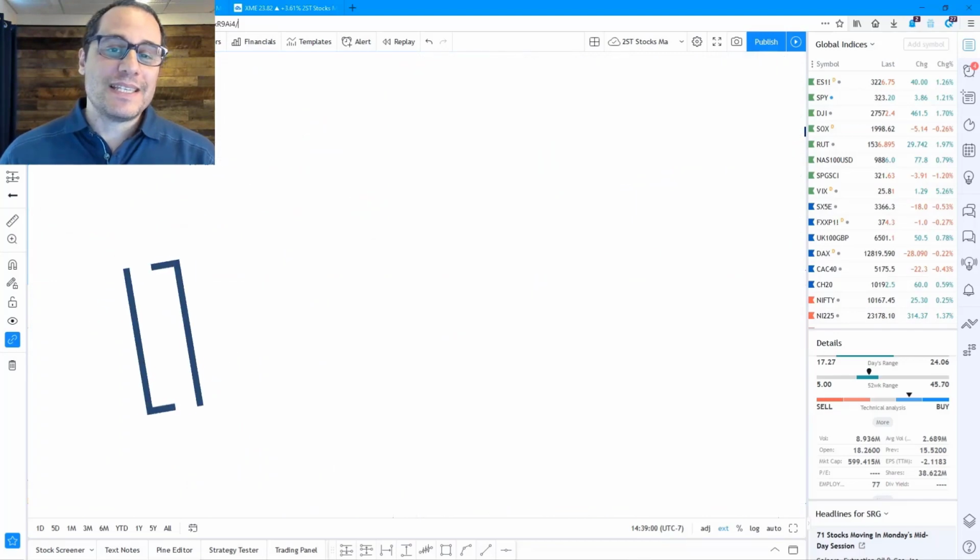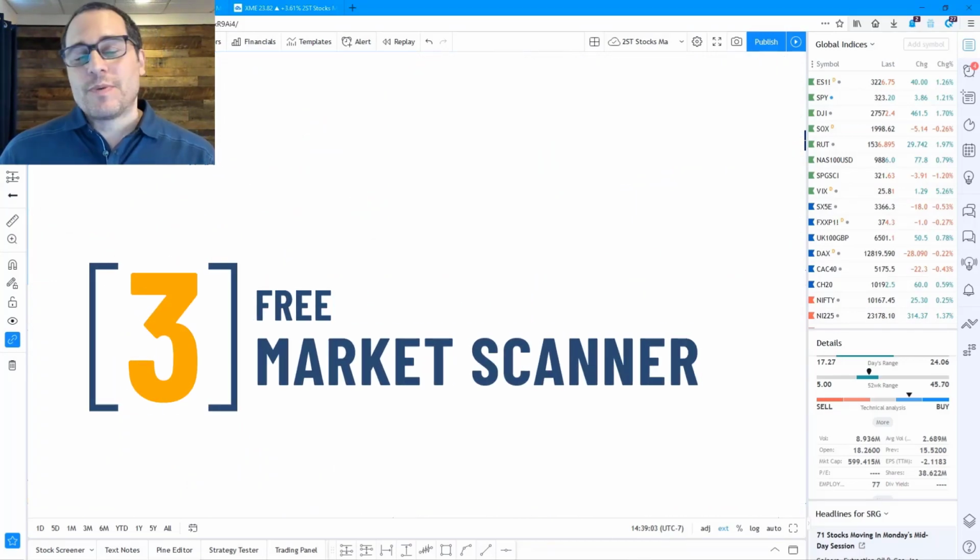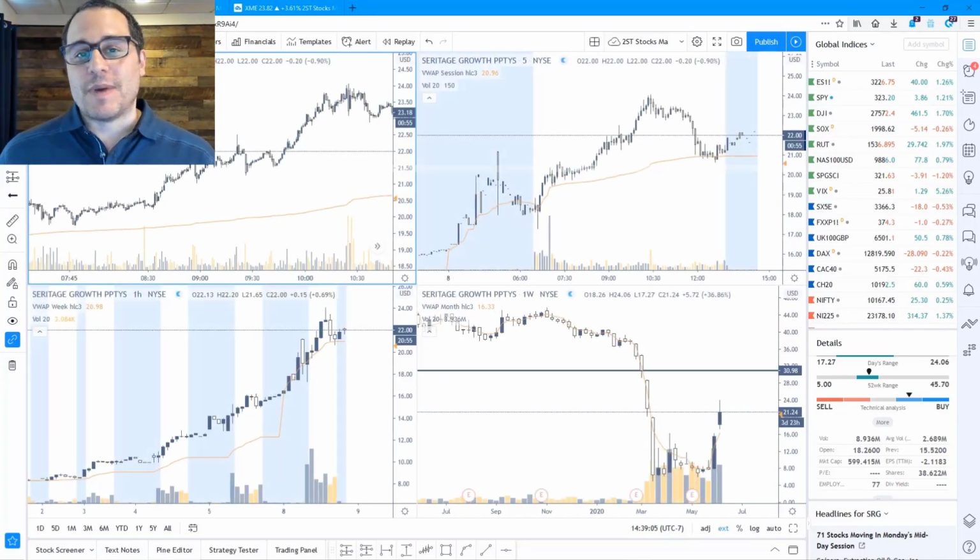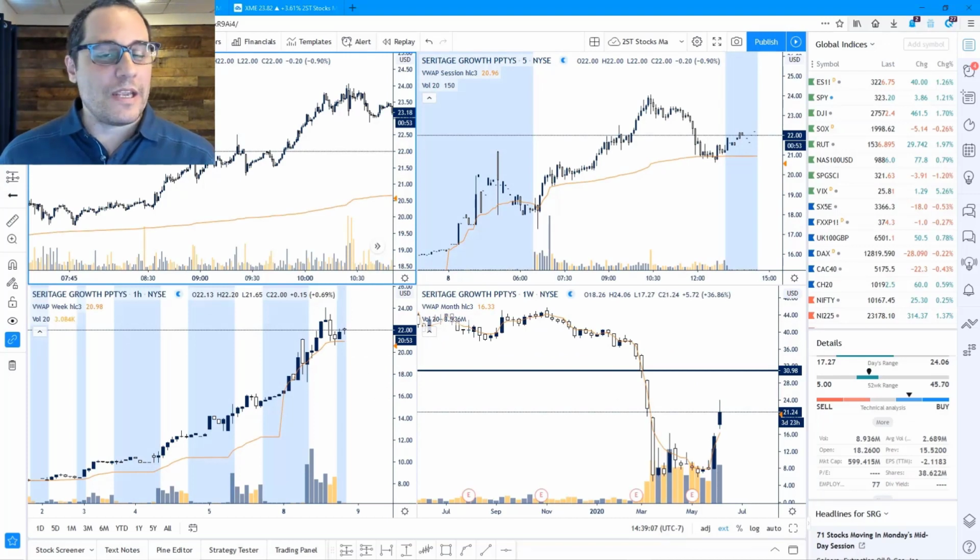Okay, tip number 3 is to get a free market scanner. The reason being is that, in the US alone, there's about 30,000 stocks. There's no way you can filter through all those charts in real time. And so how do you know where the best trade setups are, which ones are moving? That's what a stock scanner is.